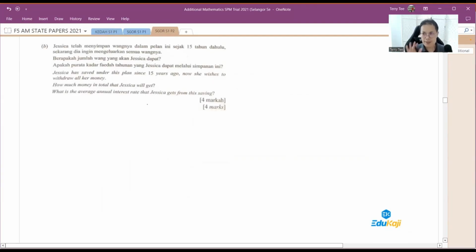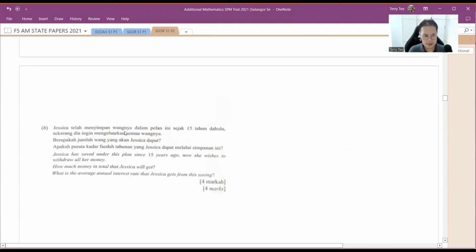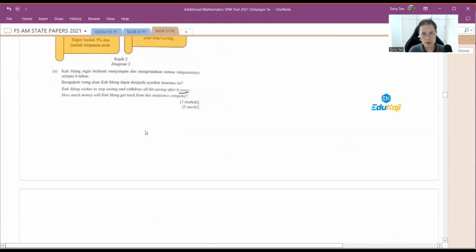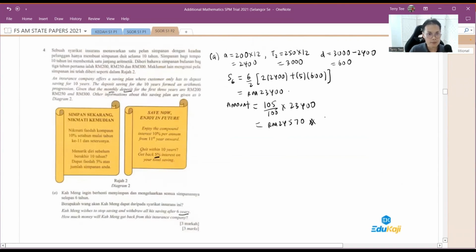So here's the thing, the first 10 years, right? Okay, read the question. You need to deposit for 10 years, all right? Correct? From the 11th year onwards, you don't have to put in any more money, right? So it's only for the first 10 years. But from the 11th year onward, you get 10% interest, right?